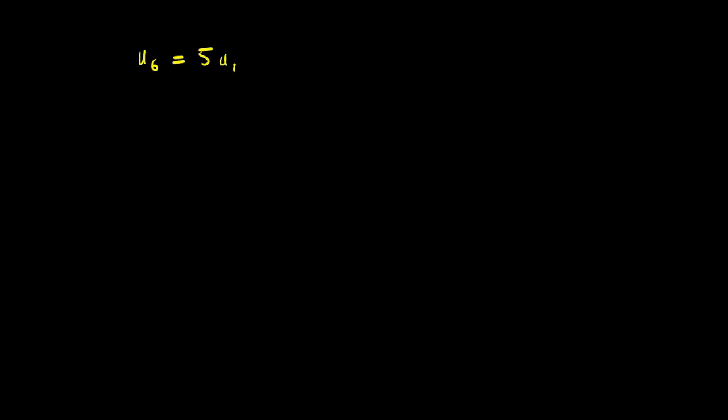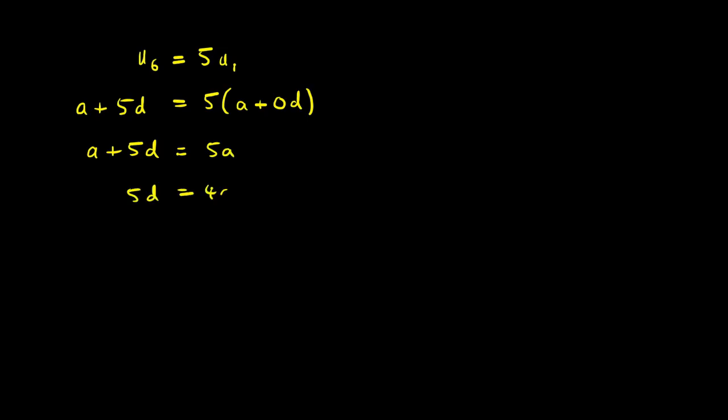And the formula for the sixth term is a plus 5d. And the formula for the first term is a plus 0d. And so we can just expand this to have a plus 5d is equal to 5a. So 5d is equal to 4a.